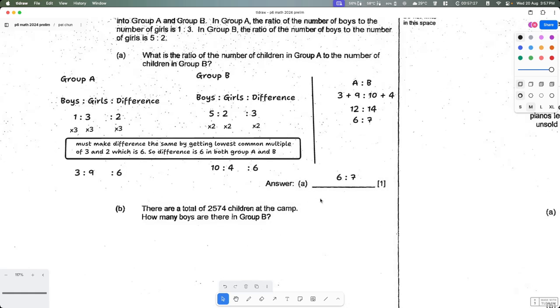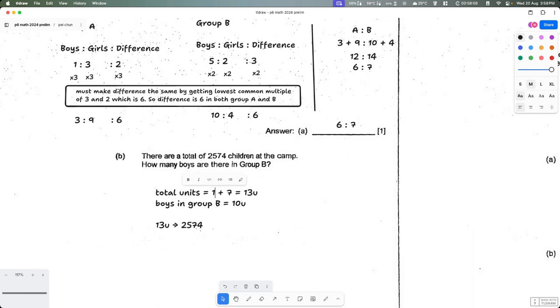Part B. There are a total of 2,574 children at Camp B. How many boys are there in Group B? So total units is equal to 6 plus 7 is equal to 13 units. So 13 units is equal to 2,574. Boys in group B is equal to 10 units. No, no, so we don't do 6 plus 7 anymore. We do 6 plus 12 plus 14, equal to 24 units.